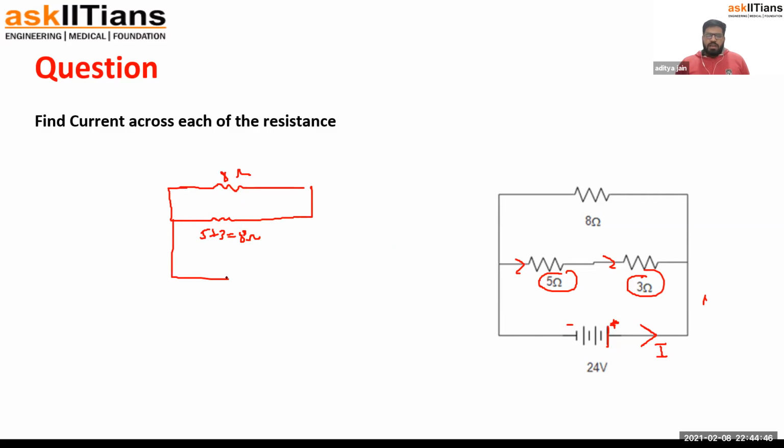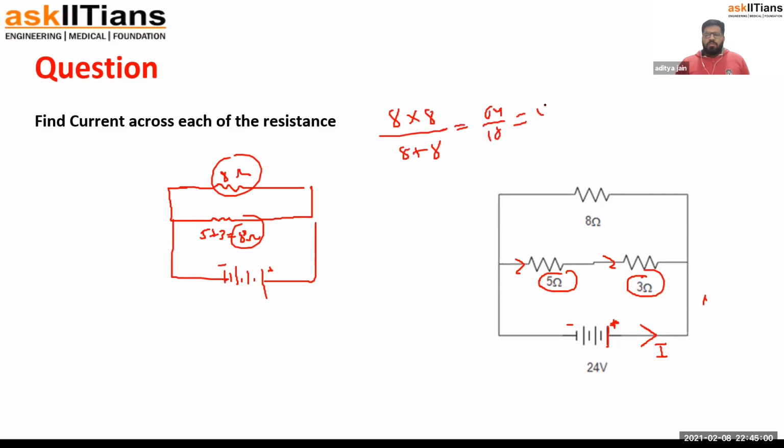Now if you can see, this 8 ohm and 8 ohm are in parallel, yes or no? So what is the parallel combination of 8 ohm and 8 ohm? Multiplication by addition: 64 over 16, that will give you 4 ohm. So the equivalent resistance of the circuit is 4 ohm. See how quickly I have calculated this. This is 24 volts. This is 4 ohm.